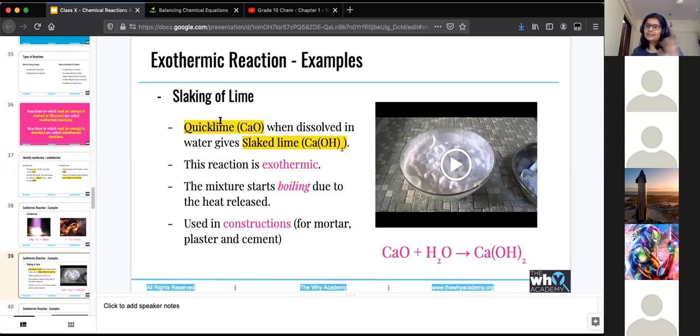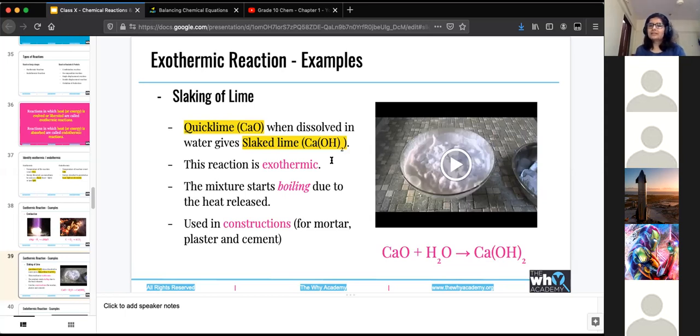Lime relates to calcium. It's a calcium compound. Quicklime is calcium oxide. Slaked lime, also called lime water, is calcium hydroxide. And limestone is calcium carbonate. If you want, you can make a note of it.